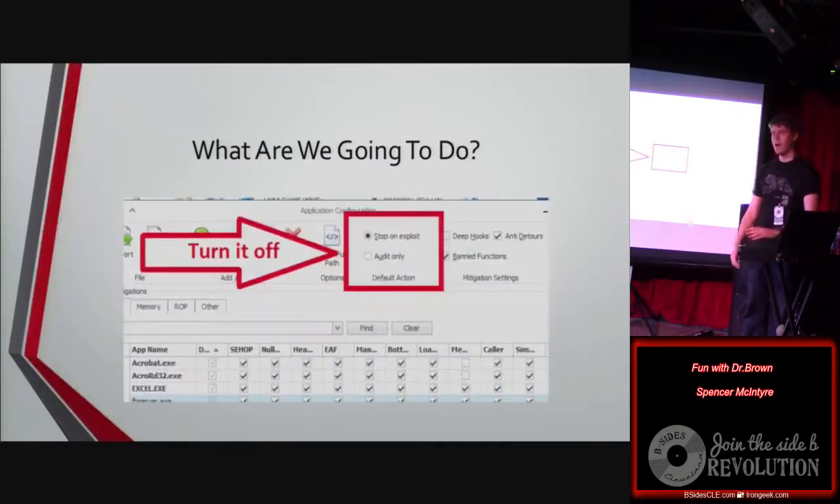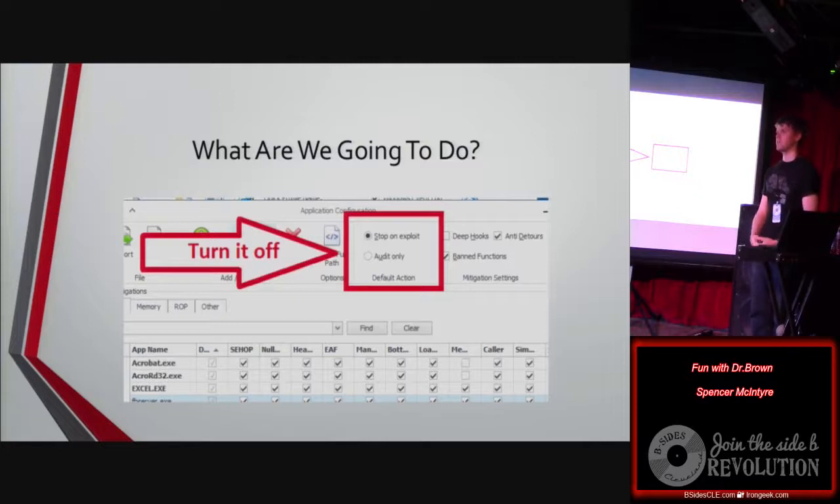All right, so as I mentioned before, the application that we are targeting has access to modify the configuration of Emmet. So when we look at this, we want to determine what we want to modify. Well, the first thing that comes to mind is the default action that Emmet takes. This default action is what Emmet does when one of the protections is triggered. It defaults, of course, to stop on exploit.